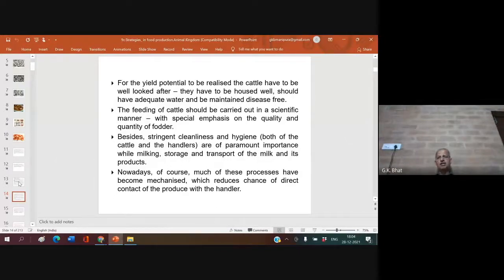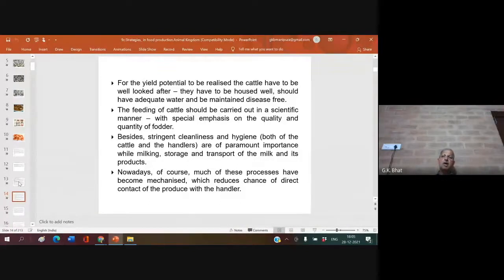Housed well in the sense, not that simply they are given very good accommodation. They should be given good accommodation as well as good food, should get sufficient water to drink, and be maintained disease-free. They should not suffer from any diseases. The feeding of cattle should be carried out in a systematic manner with a special emphasis on the quality and quantity of fodder. What do you mean by fodder? Fodder is food of cattle. Food of cattle is called fodder.